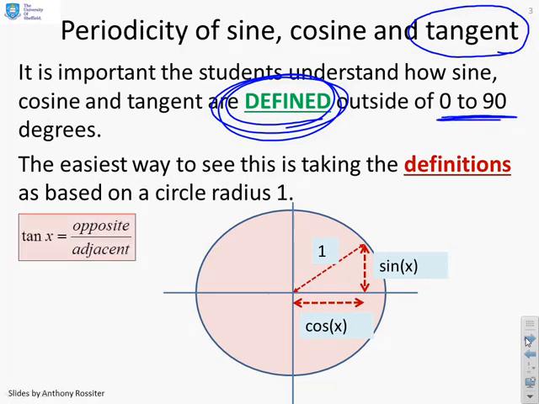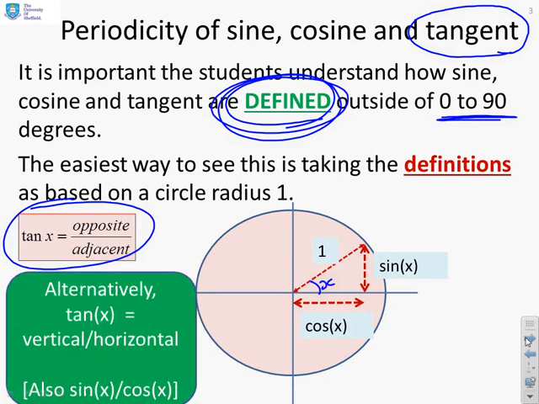Now we know that inside 0 to 90 degrees people tend to use this formula here, tan x equals opposite over adjacent. So you take your right angle triangle and you can see the opposite given by sin x, the adjacent given by cos x, and tan x opposite over adjacent. But what are we going to do for other angles not between 0 and 90? We need a more general definition. So this is how we do it.